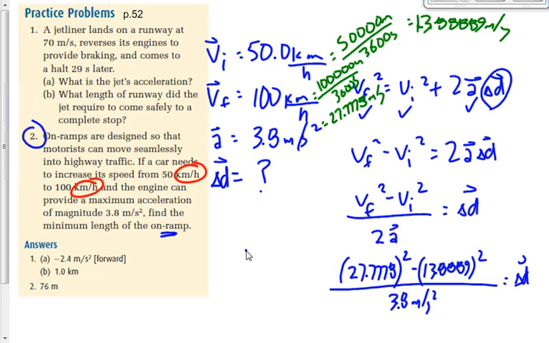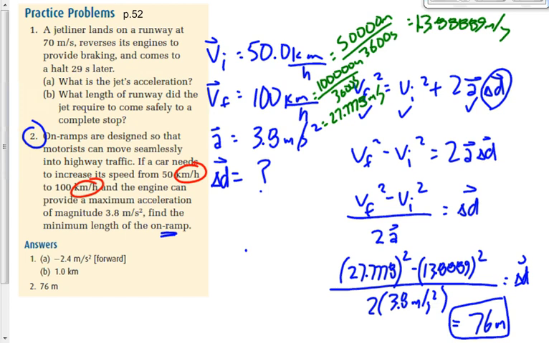Made a mistake here, not on purpose. I just made a silly mistake here. What did I do, Dustin? It's 2 times 3.8, not divided by 3.8. So it's divided by 7.6. When we do that, we should get 76 meters. Make sense?